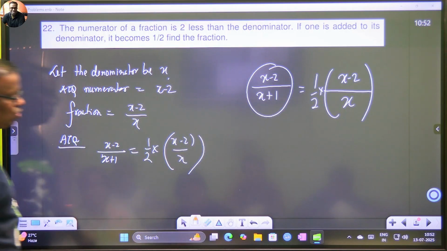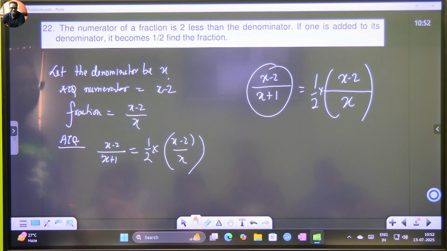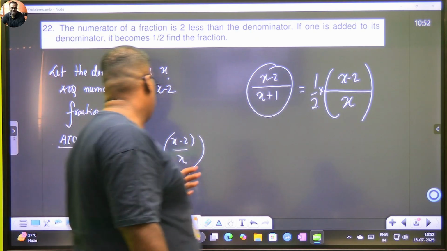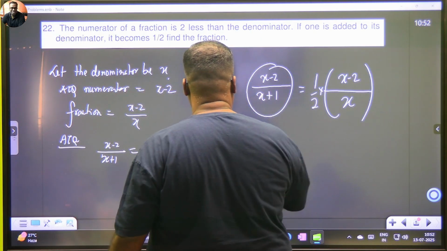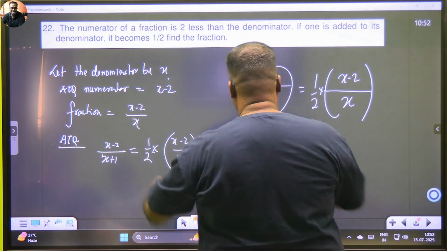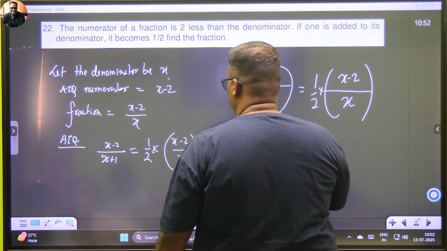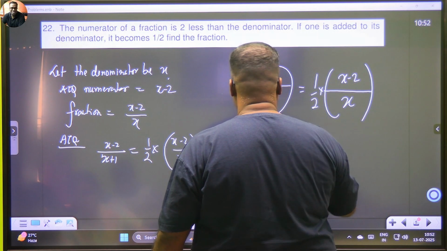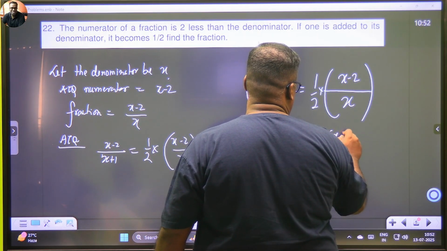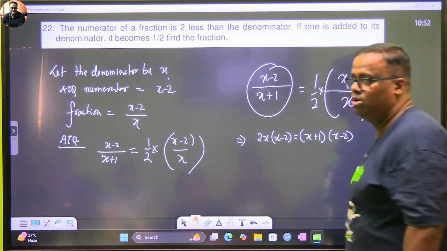How to solve this quickly? There is no other way we are seeing, because it's a clumsy expression. We have no other way, so we have to do some multiplications only. So we have a 2x at the bottom. The 2x goes and multiplies the x minus 2. And on this side, the x plus 1 multiplies the x minus 2. Who has understood this step and not understood?